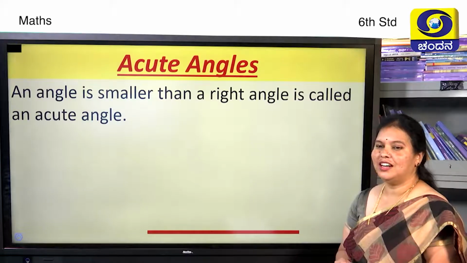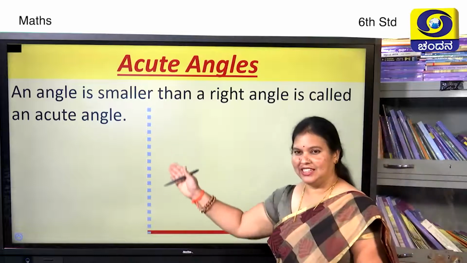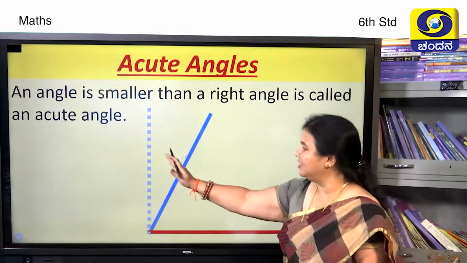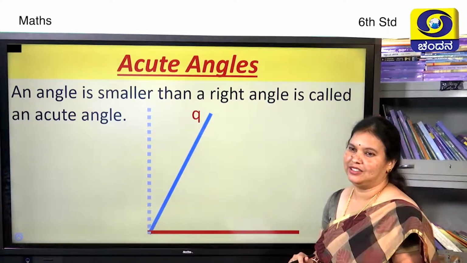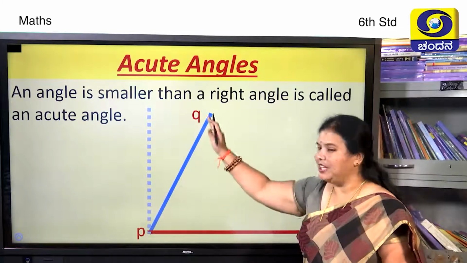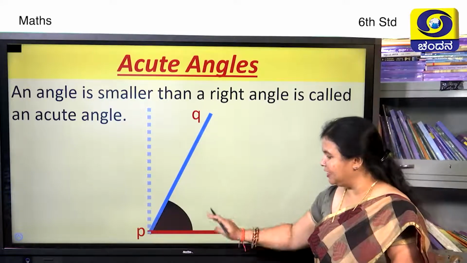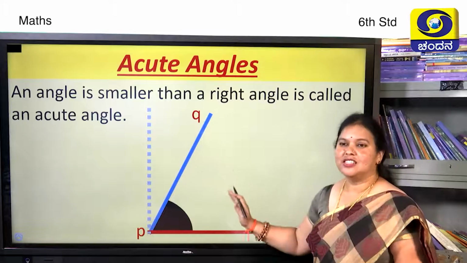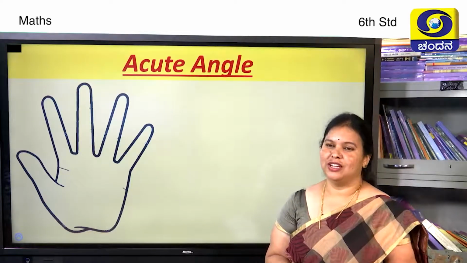So, here we have one line segment and another line segment in dotted line. This represents a right angle. The angle less than a right angle is called an acute angle. Understood, children? So, we have 2 line segments PQ and PS. The angle formed between these 2 line segments, which is less than a right angle, is called an acute angle.